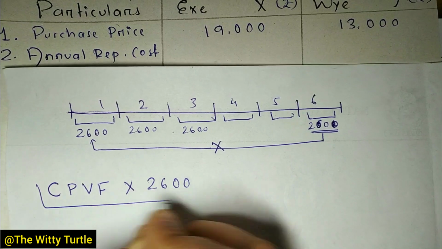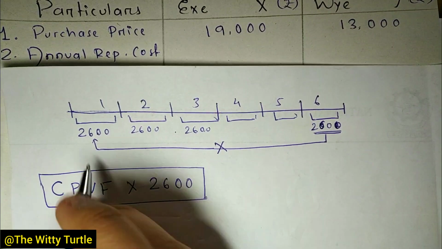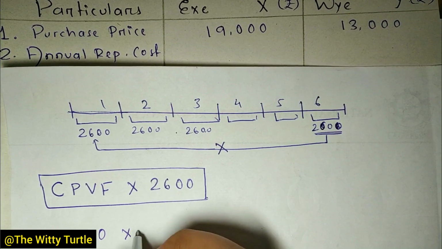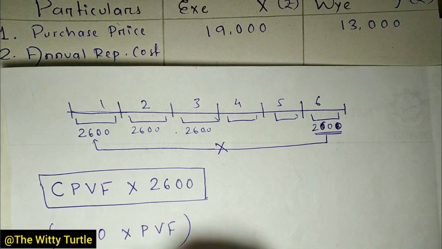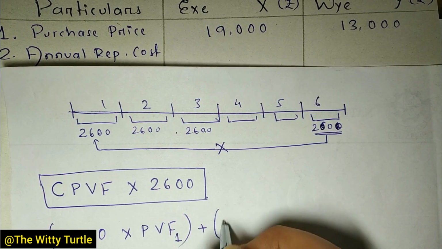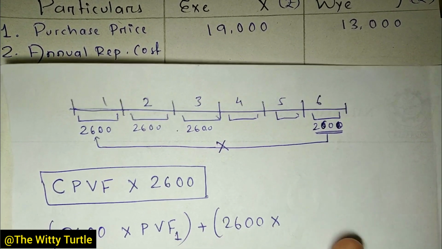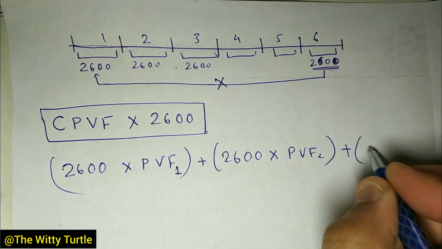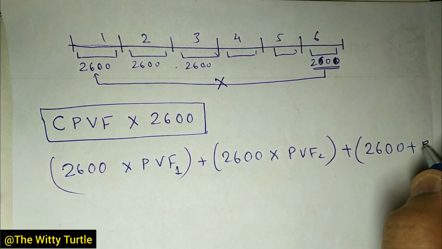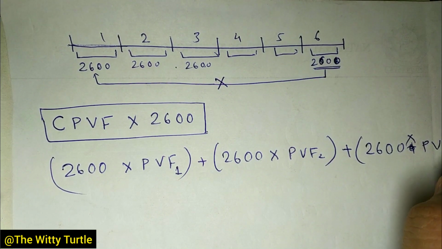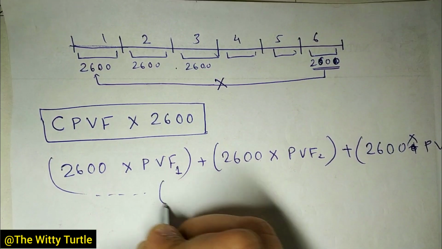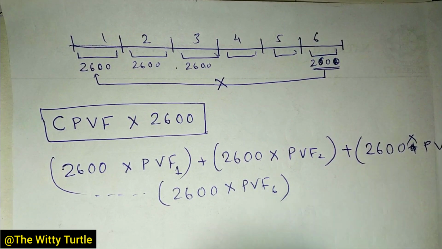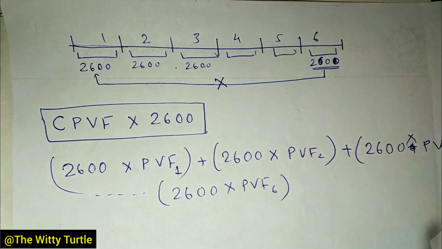ये कहाँ से आया? See, for the first year you will calculate this into PVF for year 1, then 2600 multiplied with present value factor for year 2, then again like this year 3, like this up to present value factor of year 6. So this is a very lengthy process.